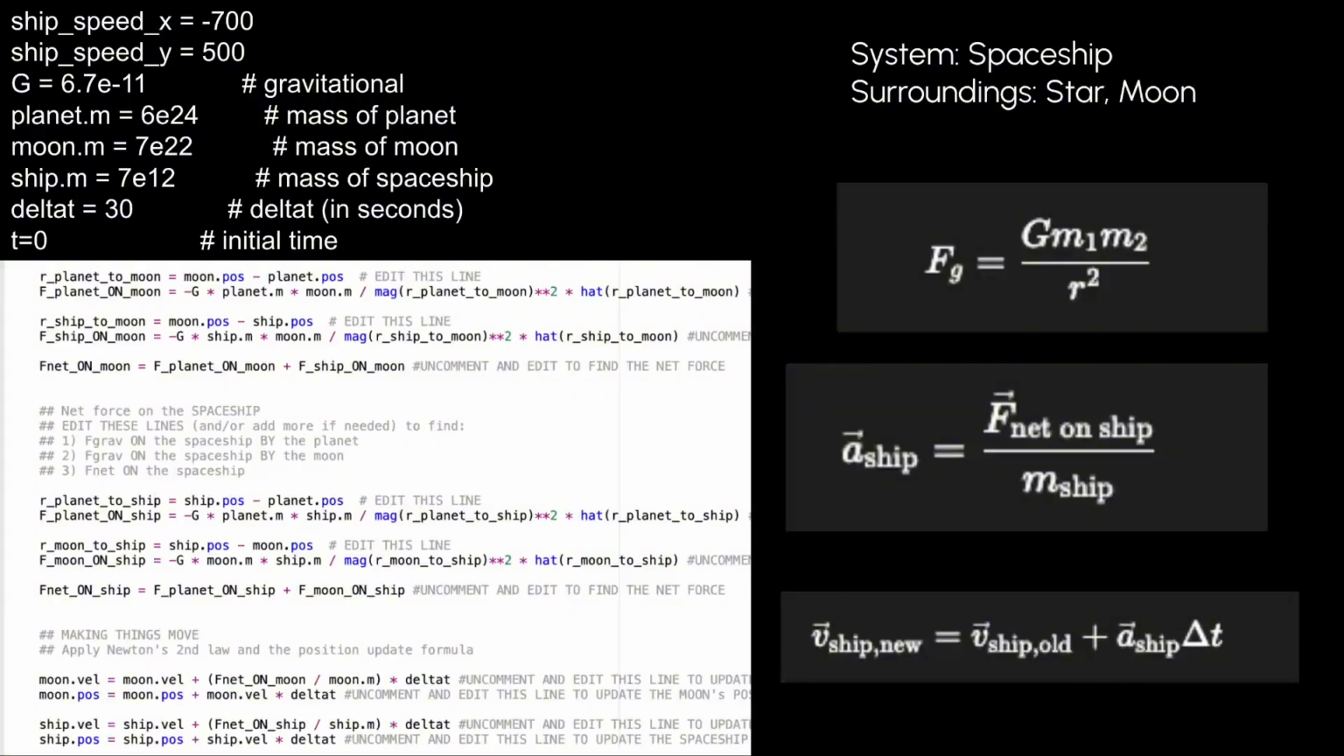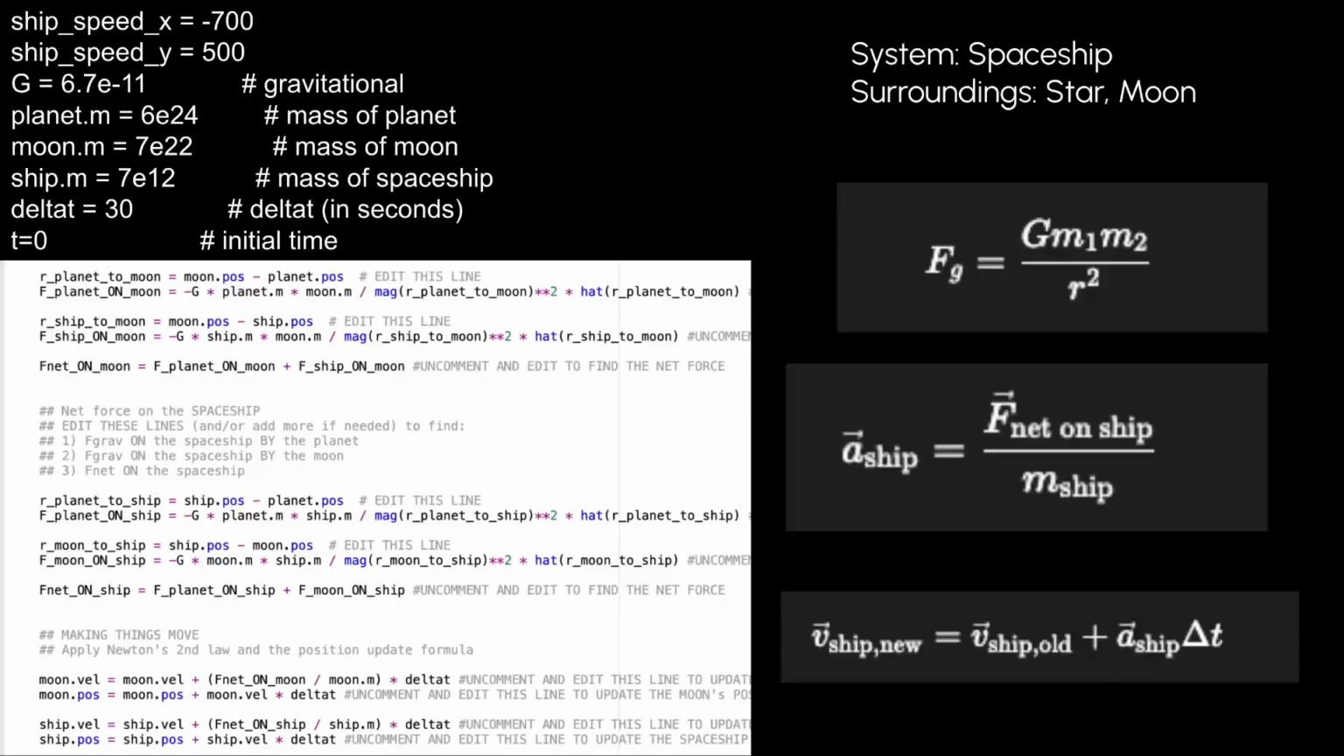But what you have to do is make sure that every single object in the system, or in both the system and the surroundings rather, are accounting for the gravitational forces that they exert on each other. So for example, the moon is going to have a gravitational force being exerted by the star and the spaceship. The spaceship is going to have a gravitational force exerted by the moon and the star, and then the star is going to have a gravitational force exerted by the spaceship and the moon.